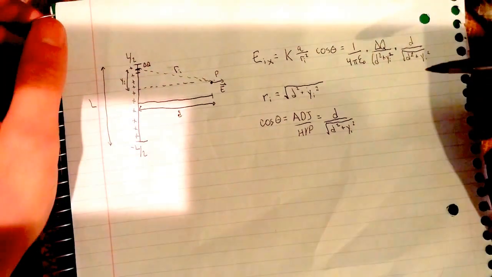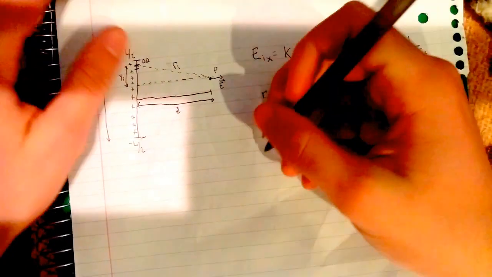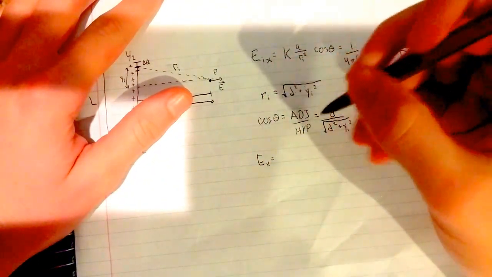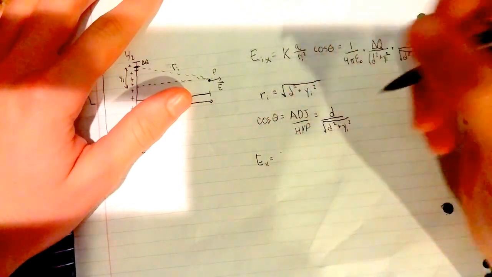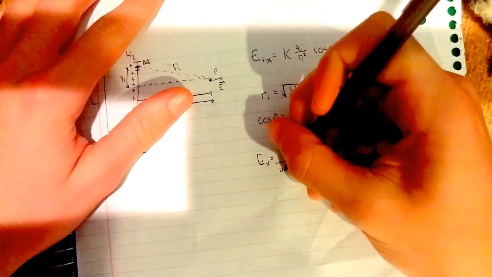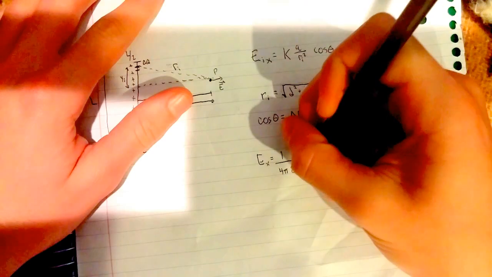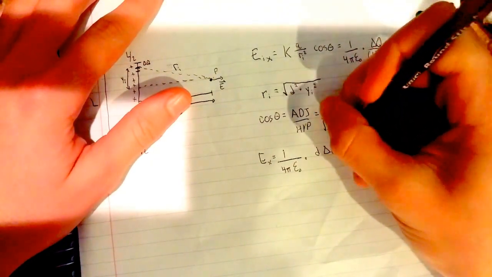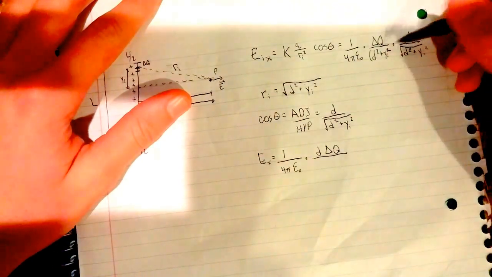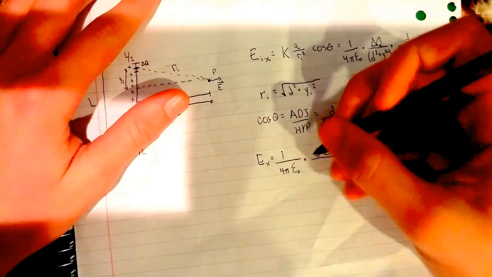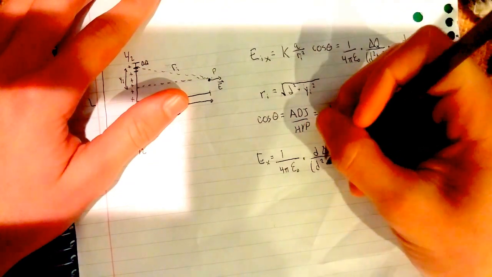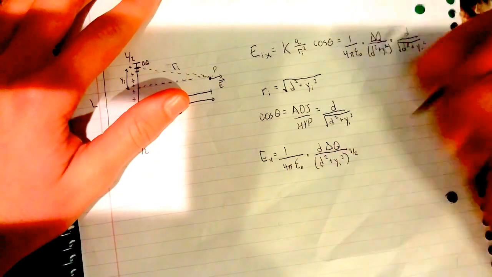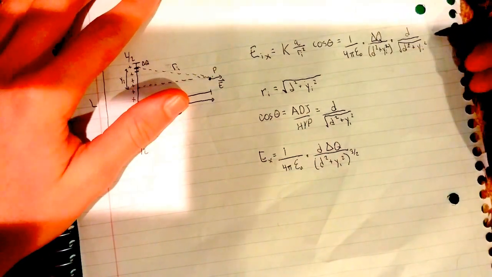Alright, so now when we want to simplify all that, we go here: E_x is equal to 1 over 4 pi epsilon naught times d delta q over, forgot that parenthesis, d squared plus y_i squared to the 3 halves, because this is just simply d squared plus y_i squared to the 1 half.